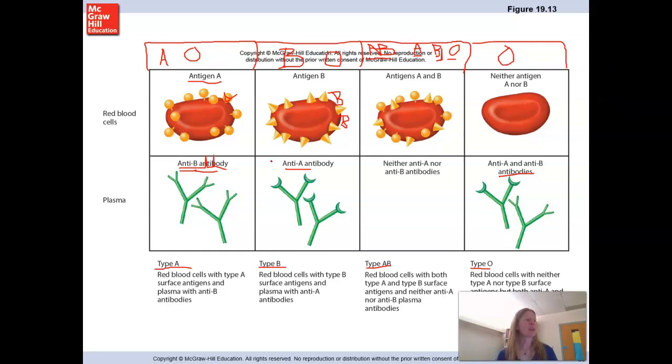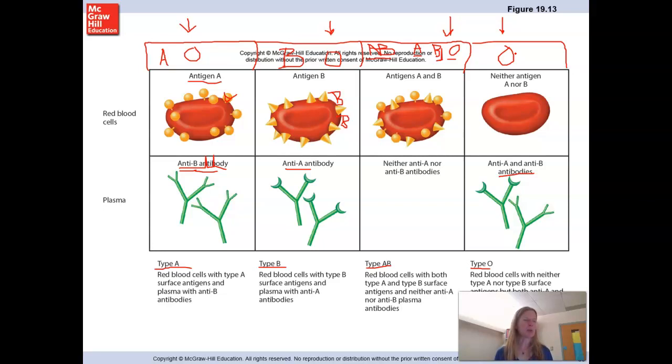Now, what this brings up, look at that. You can give someone with type A O blood. Someone with B gets type O blood. Hey, our AB can have O blood, and O, of course, can have O blood. That makes O the universal donor. Now, blood typing gets much more complicated than this.